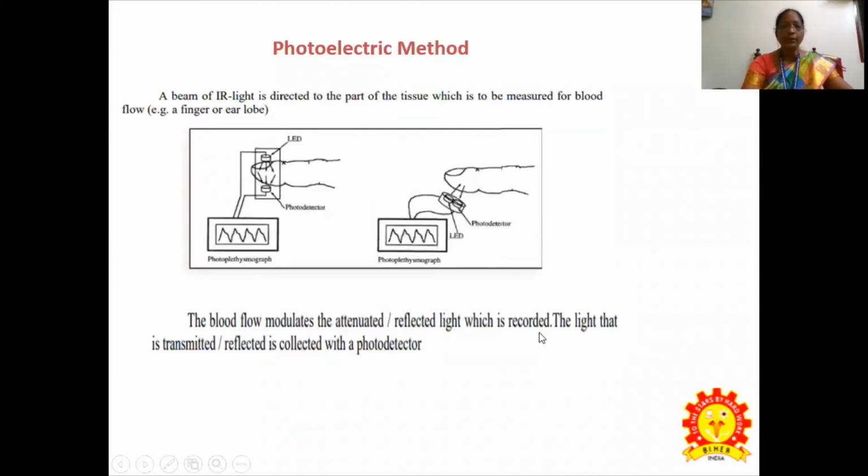Next is the photoelectric method. The photoelectric method consists of a beam of infrared light which is directed to the part of tissue which is being measured for blood flow.